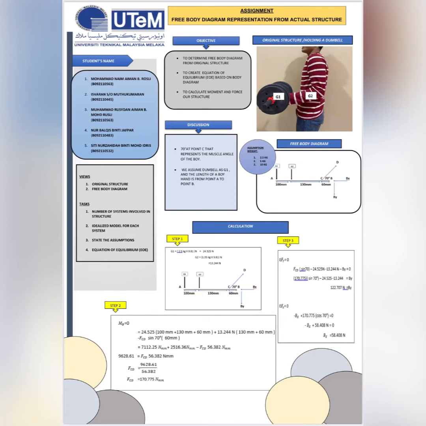For the total X force is 0, negative Bx plus 170.775 times cos 70 equals 0. Negative Bx plus 58.408 Newton equals 0. So we will get our Bx equals 58.408 Newton. That's all from me.